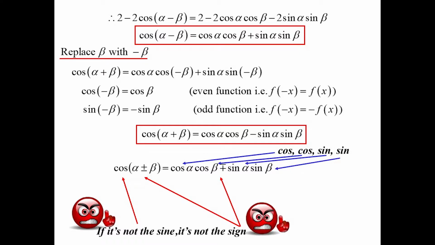Then it's not the sine. See? So it's not plus minus, it's minus plus. So that's how I remember the cosine formula. Cos, cos, sine, sine. If it's not the sine, it's not the sine.